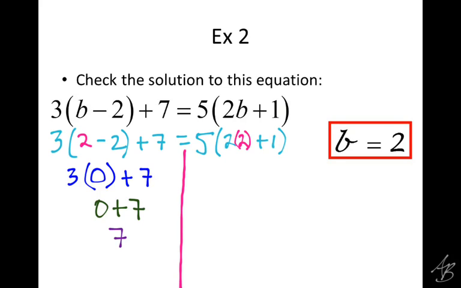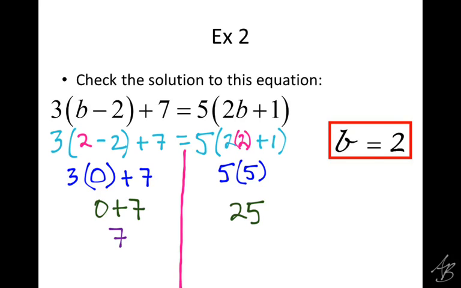On the right side, we've got parentheses again, right? So inside of the parentheses, what's 2 times 2? 4. And then let's go ahead and do the whole parentheses. What's 4 plus 1? 5. So in the parentheses, we get 5. And then outside of the parentheses, we have 5. And 5 times 5 is? 25. And that's it, right?